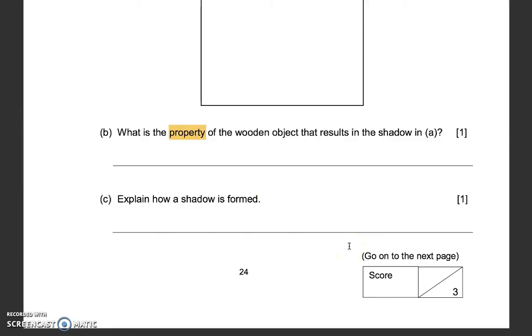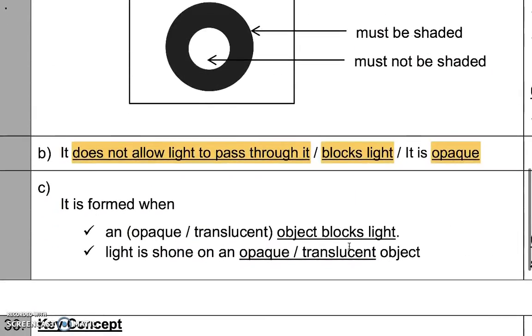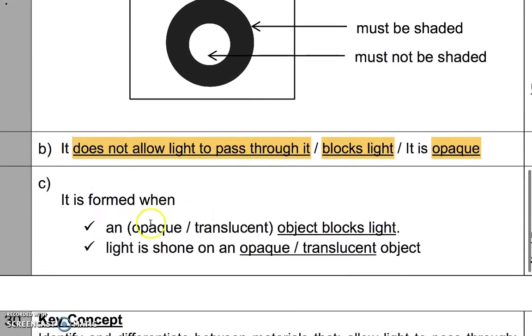Alright, next, explain how a shadow is formed. So a shadow is formed when an opaque object or a translucent object actually blocks light. Okay, so I'll go back to the answers and show you. It is formed when you can say either one, an opaque object blocks light, or you can say when a light is shone on an opaque or translucent object. Any one of these is fine. Okay?